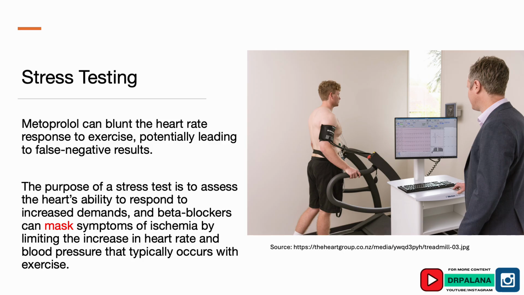Metoprolol, a beta blocker, should be discontinued before a treadmill exercise stress test because it can blunt the heart rate response to exercise, potentially leading to a false negative result. The purpose of a stress test is to assess the heart's ability to respond to increased demands, and beta blockers can mask symptoms of ischemia by limiting the increase in heart rate and blood pressure that typically occurs with exercise.